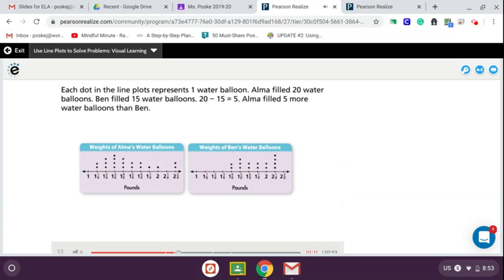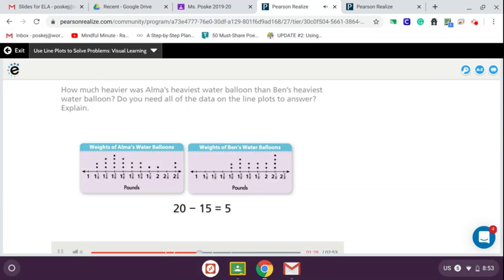Each dot in the line plots represents one water balloon. Alma filled 20 water balloons. Ben filled 15 water balloons. 20 minus 15 equals 5. Alma filled 5 more water balloons than Ben. How much heavier was Alma's heaviest water balloon than Ben's heaviest water balloon? Do you need all of the data on the line plots to answer? Explain.